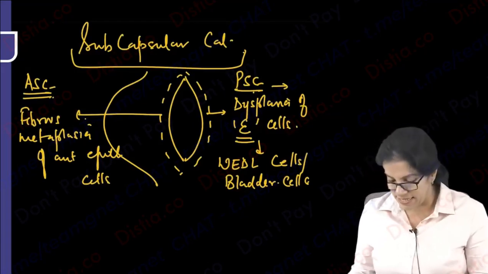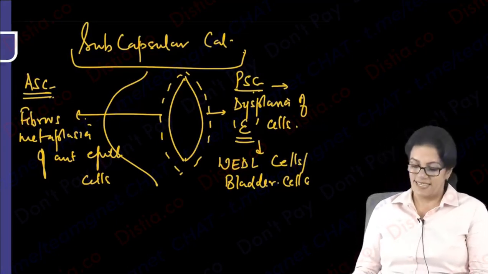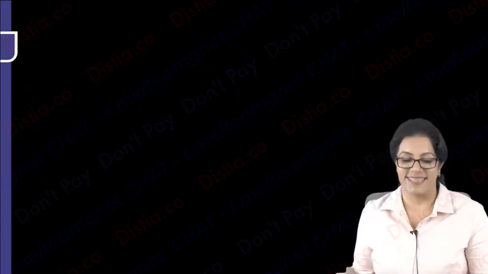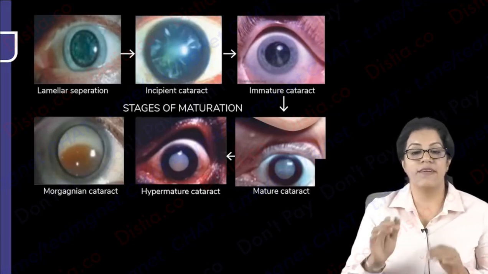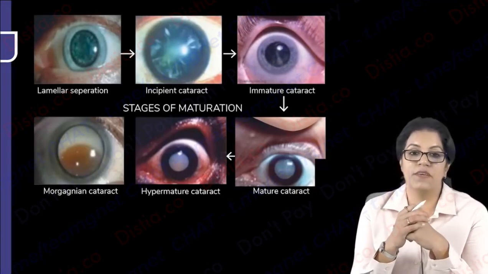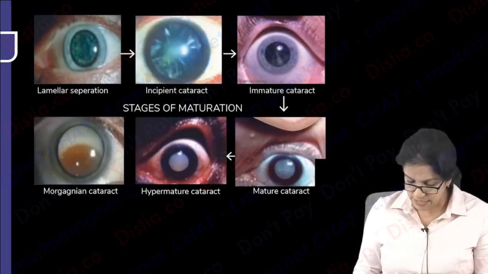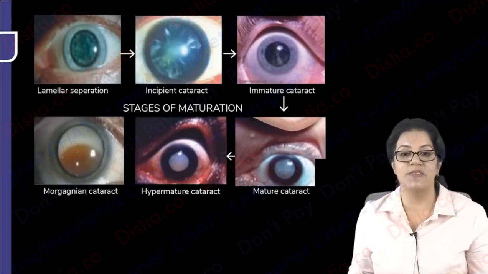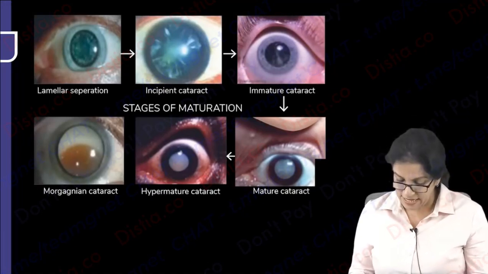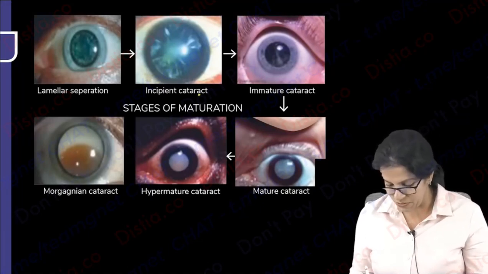Okay, so once we know this about subcapsular cataracts, next we talk about the second type, metabolic. But before that, we'll see the slides. We can also write one more point here: PSC is also called cupuliform cataract. I'll just show you, cupuliform. What you are seeing in this slide are the stages of the cortical cataract that we have learned. So what are the cortical cataracts we have learned? Stage of lamellar separation, incipient cataract, immature, mature, hypermature.